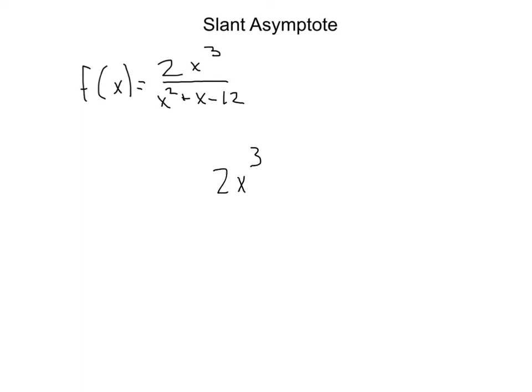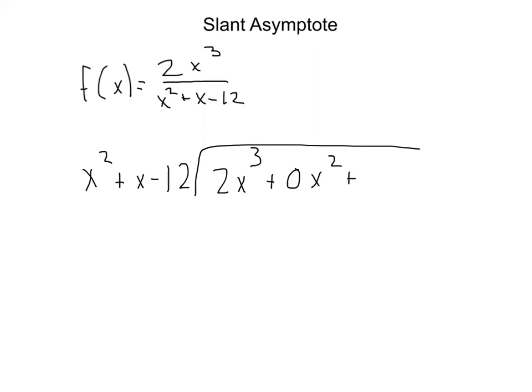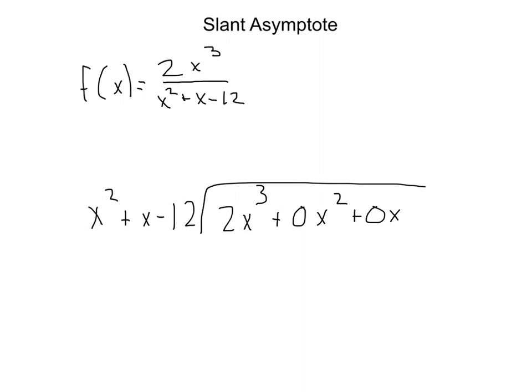2x cubed divided by x squared plus x minus 12. And if I want to make it a little easier on myself, I'm just going to add some 0 degree terms in here. Plus 0x squared plus 0x. And I can go ahead and proceed. Now remember, long division, I'm looking for what times x squared is 2x cubed. That's going to be 2x. That's going to give me down here 2x cubed plus 2x squared minus 24x.